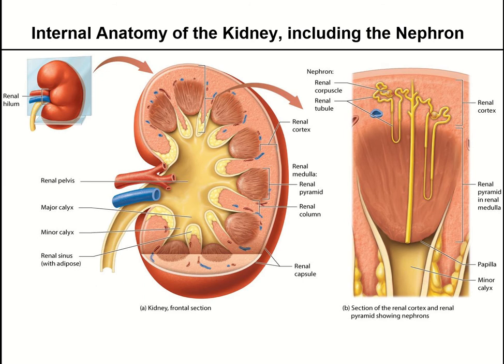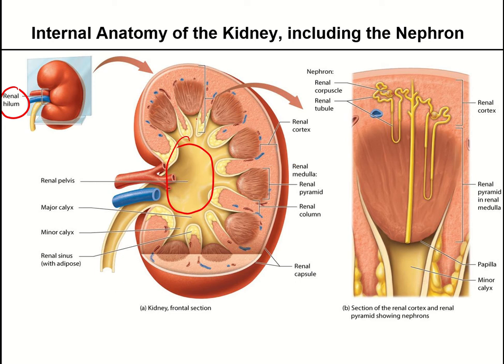So here we are in an artist depiction of a cross-section of a kidney. So again, the renal hilum is going to be that indentation in the kidney where you will see the renal artery come in from the abdominal aorta and the renal vein exit from the kidney to the inferior vena cava, and where you will also see the ureters exit, taking the urine from the renal pelvis. So this area is the pelvis right here.